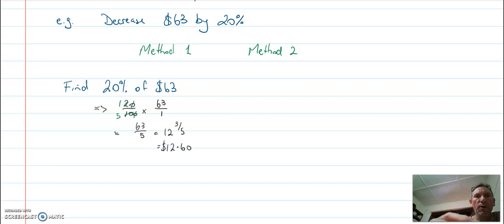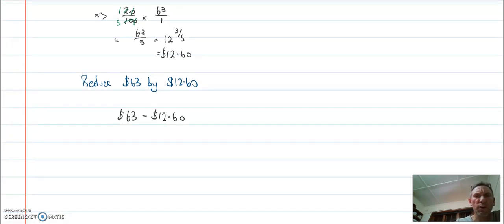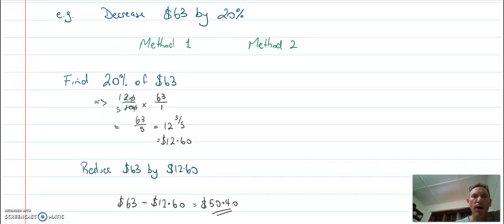So what we need to do now is reduce $63 by this amount of $12.60. So then we've got to take 63 and subtract $12.60. So $63 minus $12.60. Perhaps you subtract 13 and you get to 50, and then you add the 40 cents. So it's $50.40. So we've reduced 63 by 20%.